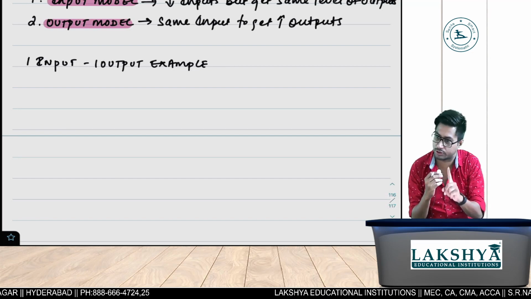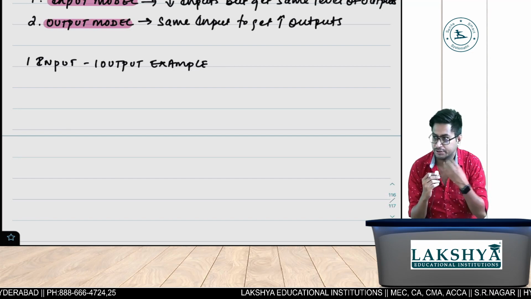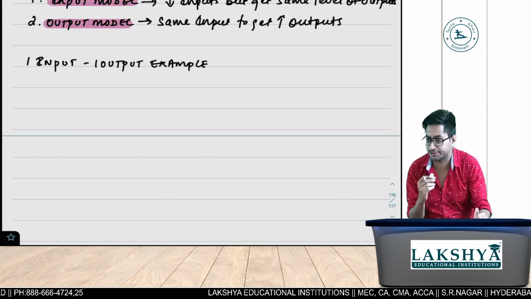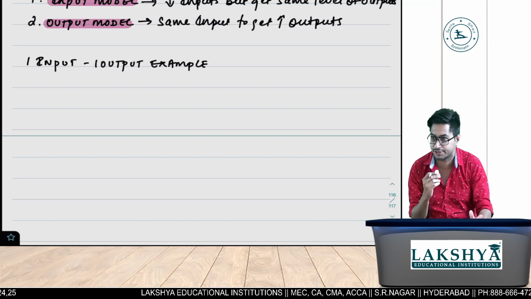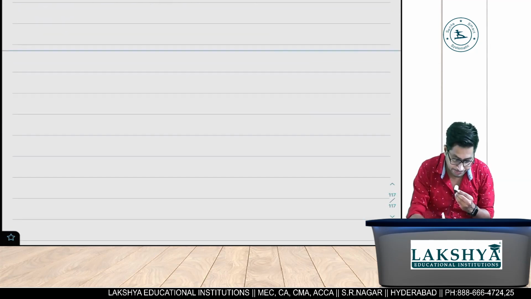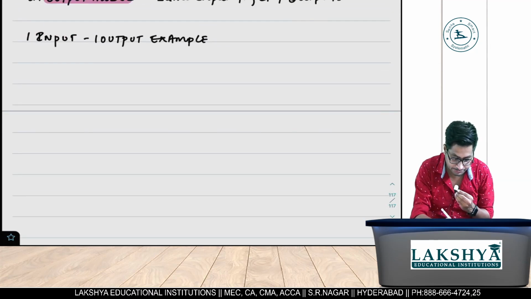2 charts only for first example I will explain. Second or third example ka charts will remain same. How to draw chart, that will remain same in all the examples, only calculations will change. One input and one output example.